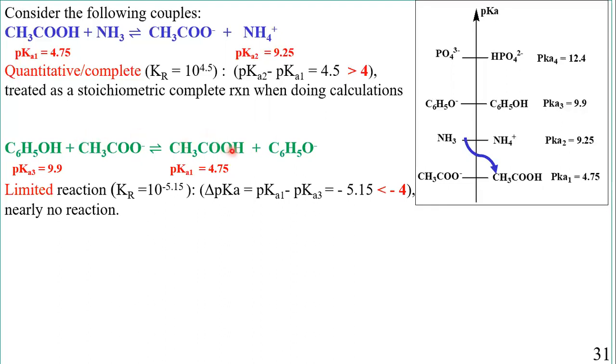Next equation, that one in green, we have C6H5OH. This is phenol, benzene with OH, with acetate, CH3COO-. So let's put these as couples on a scale. Here is my phenol, and I'm going to make it into phenoxide as a base. And my acetic acid is already on my scale from the previous equation.